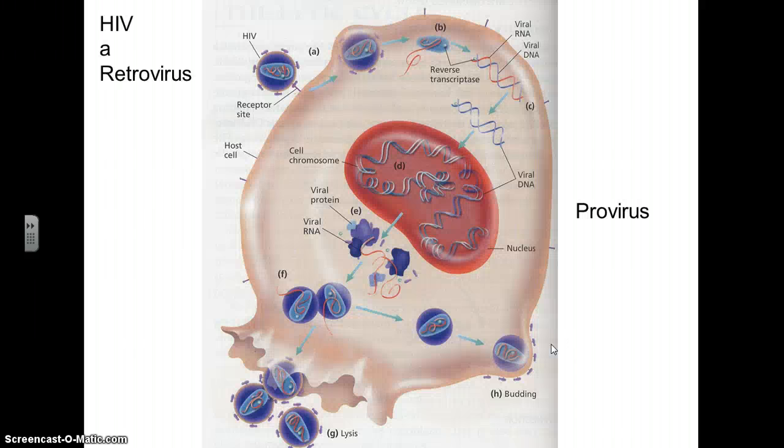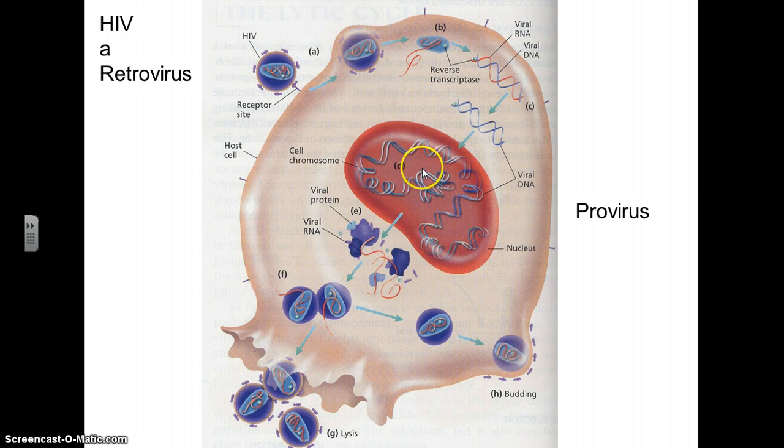HIV is a type of retrovirus. That is, it's a virus that has RNA. It's also an envelope virus. And what happens is the RNA, through reverse transcription, is converted into DNA. That DNA is then incorporated into the DNA of infected cells, some of these white blood cells.